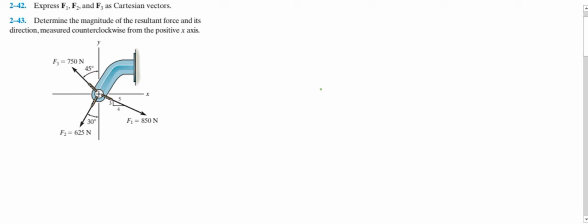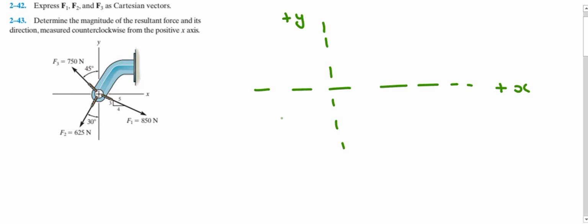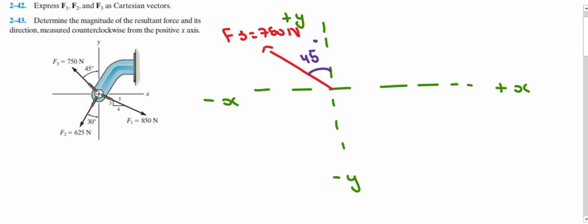So let me draw a diagram. This is our vertical axis and this is our horizontal axis. This is plus y, this is plus x, this is negative x and this is negative y. This is our F3 force, which has the magnitude of 750 Newton, and this vector makes an angle of 45 degree with positive y-axis.